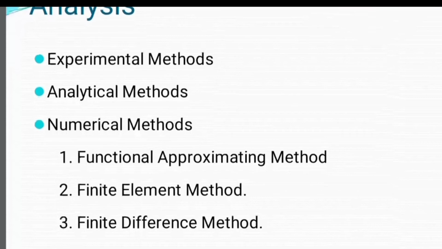The numerical methods are again divided into three types. One is the functional approximating method, the second is the finite element method, and the third is the finite difference method. Coming to the experimental method, first of all, the actual product or a prototype model, or at least the material specimen, is really tested by using some testing equipment to know the actual strength of the product. This way, the product properties are easy to find out.